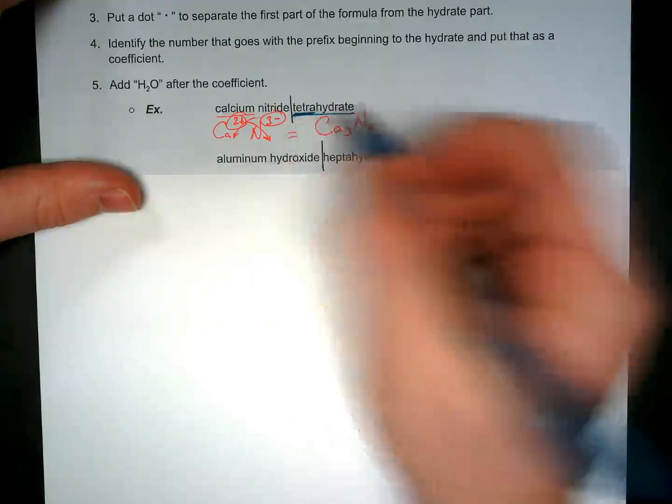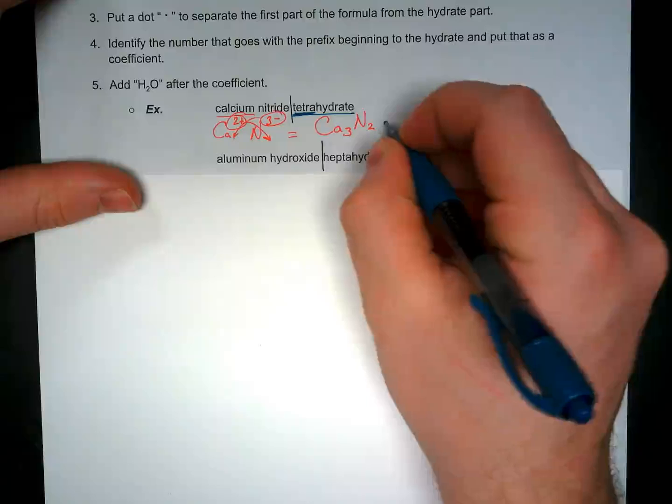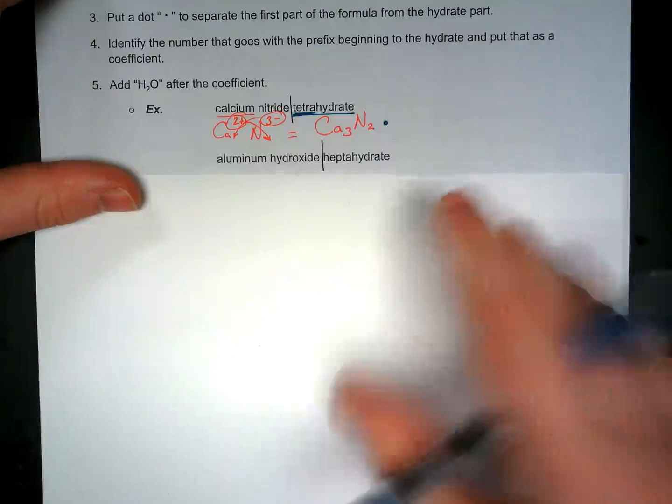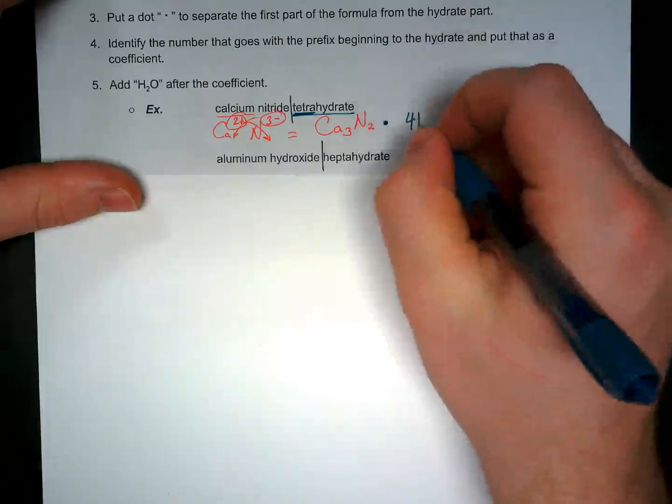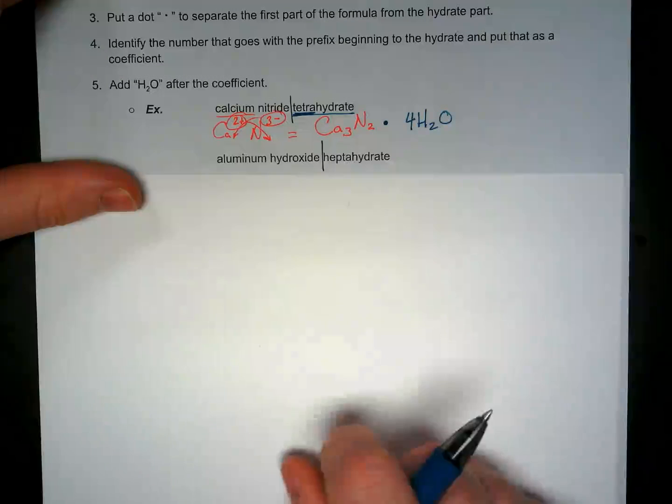Okay, now I want to focus on the tetrahydrate. So tetra, I'm going to separate all this with that multiplication dot. Tetra, meaning 4, and then hydrate, H2O. That's it.